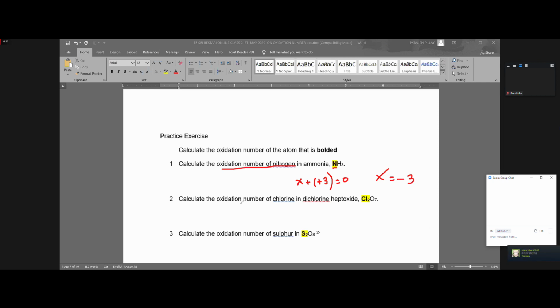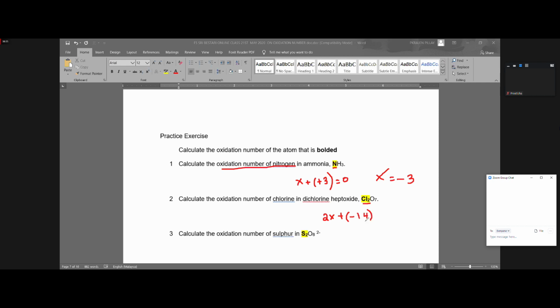Oxidation number for chlorine they are asking. So I underline this. The formula is like that. Okay, ready? This time you're working on chlorine, but there are 2 chlorines, so you put 2x. Can you follow? Then you put a plus sign. Okay, we go for oxygen. Oxygen is always -2, because O2 minus, remember? But 7 here, so it's -14.